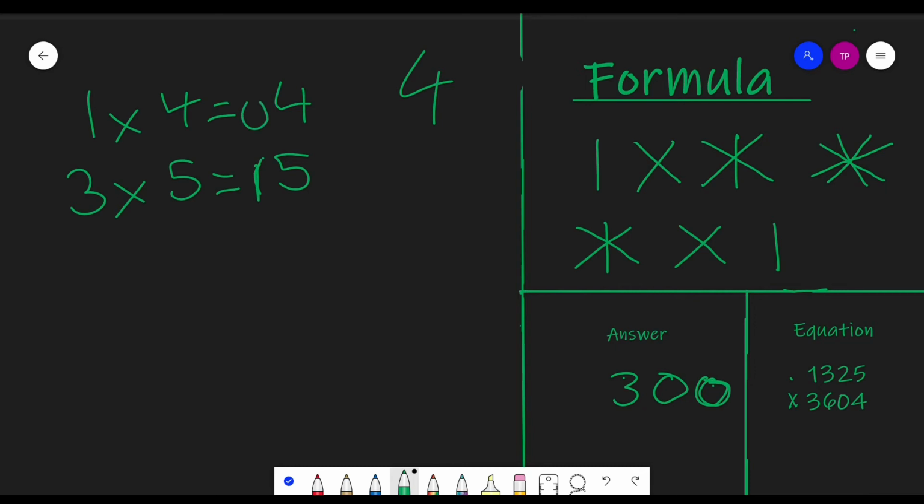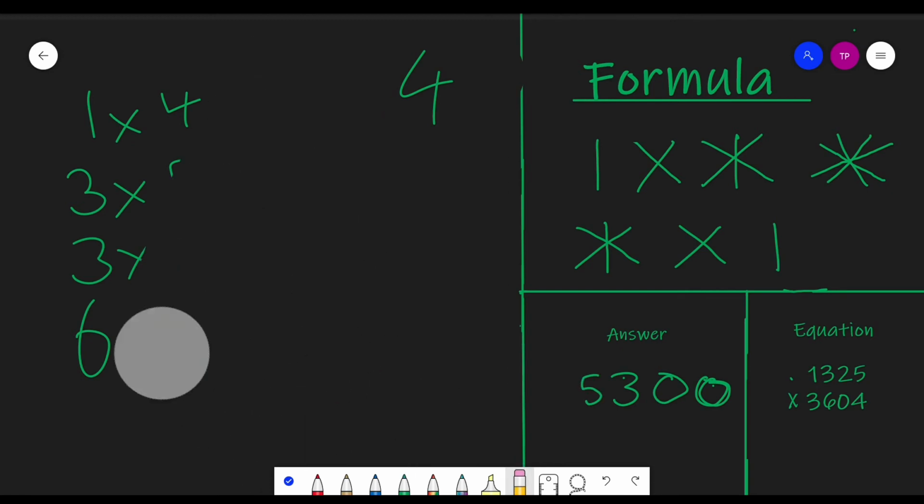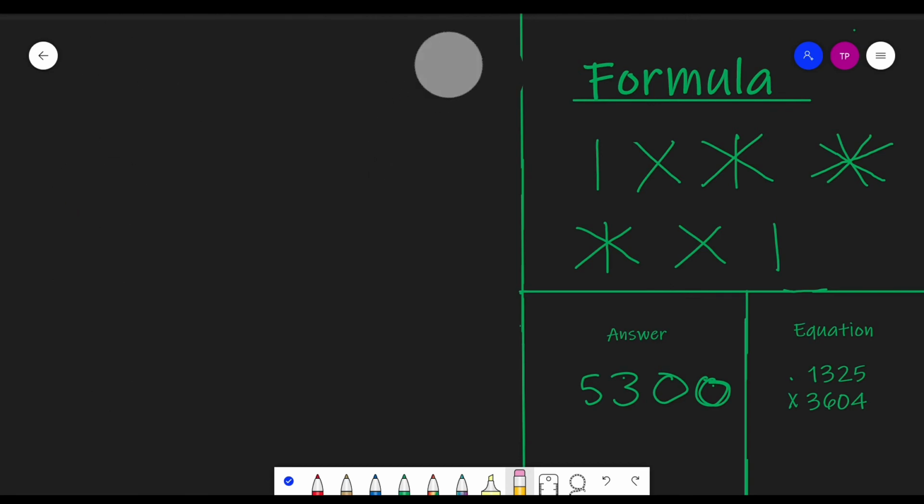And then our step is gonna be 3 times 0, which we know is 0. And then 6 times 2, which is gonna be 12. And then the 4 we carry forward. So our total is going to be 35. So I'm first going to write down the 5 and then carry forward the 3.